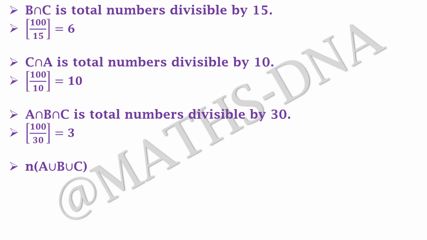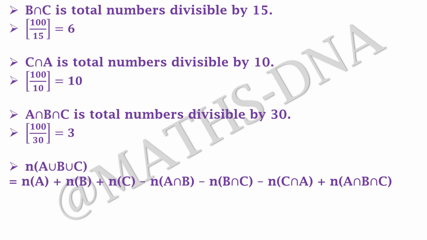Now when we have all our required values, we know that the total number of elements in A union B union C equals the number of elements in A plus the number of elements in B plus the number of elements in C, minus the number of elements in A intersection B, minus the number of elements in B intersection C, and minus the number of elements in C intersection A, added to the number of elements that are common in A intersection B intersection C. We have all the required values, that is 50 plus 33 plus 20 minus 16 minus 6 minus 10 plus 3. Solving this, we get 74.